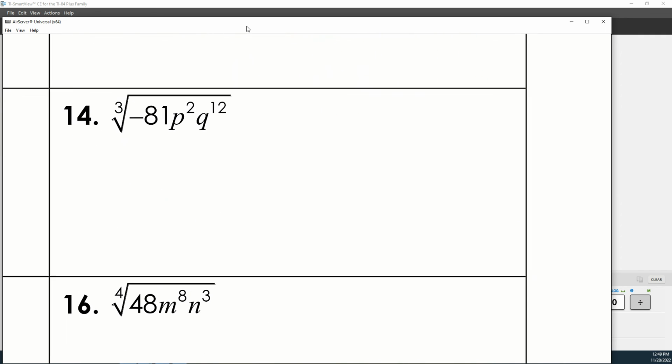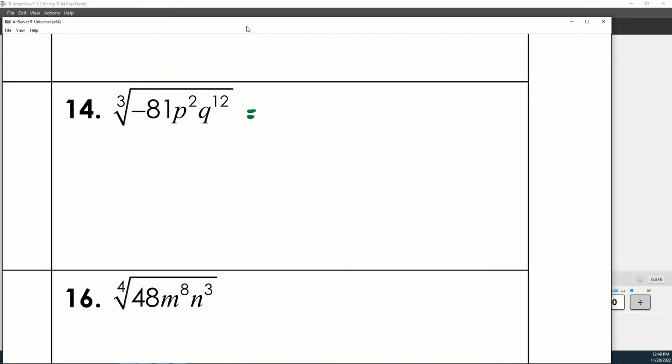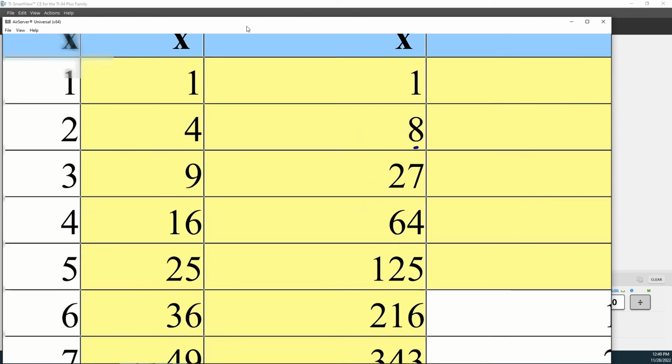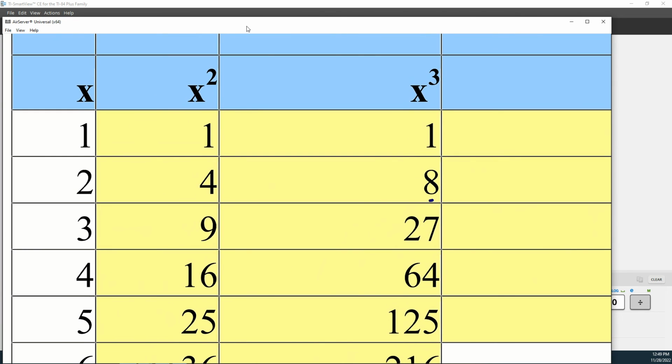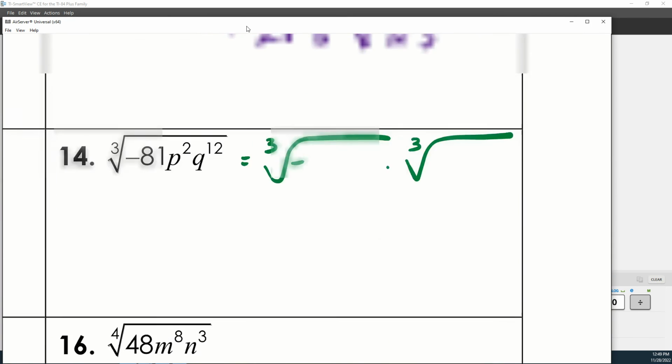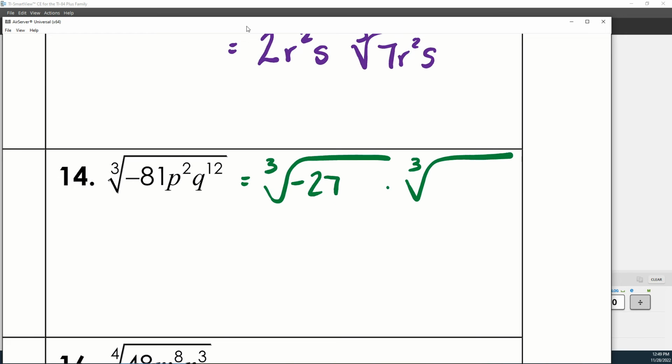Okay, we're going to do a couple more. All right, so this next one has cube roots. So we'll do 2 cube roots. Now, when I see a negative here, I'm just going to go ahead and make my first one negative. All right, and then I need to find a perfect cube that divides evenly into 81. All right, so that's going to be 27. 81 is 27 times 3.